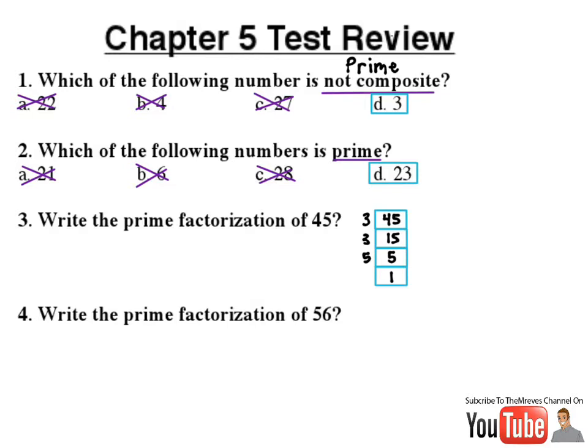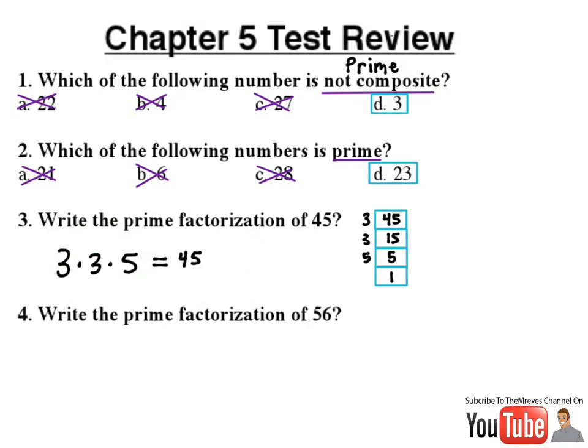And so over here we'd write 3 times 3 times 5 is the prime factorization of 45. Now we can double check this to make sure it's true. 3 times 3 is 9, 9 times 5 is 45, so yeah, that works. All these numbers are prime, so 3 is prime, and 5 is prime, so that works, hence prime factorization.